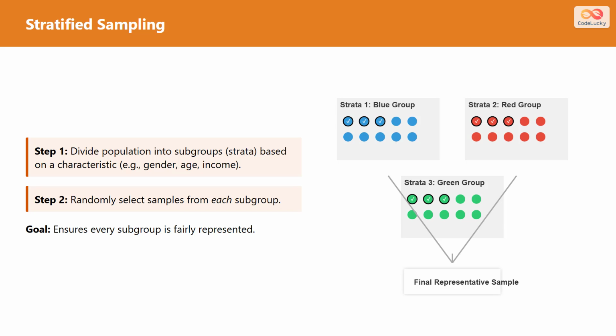Stratified sampling is used when we want to ensure specific groups are fairly represented. We divide the population into subgroups, or strata, like age or gender. Then, we randomly select samples from inside each subgroup. This guarantees that no group is left out.